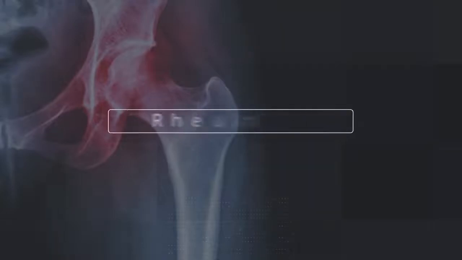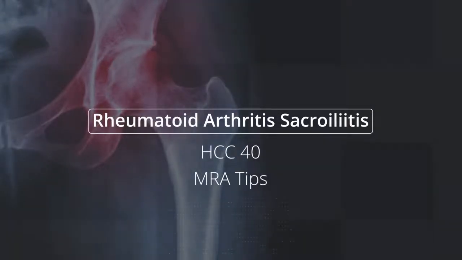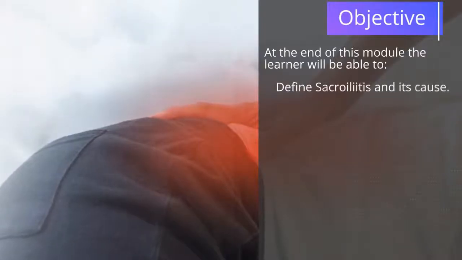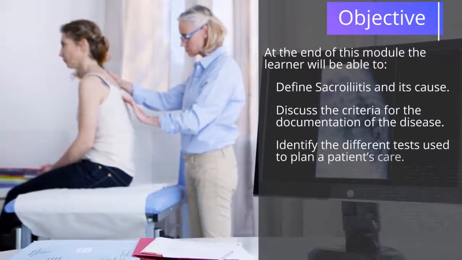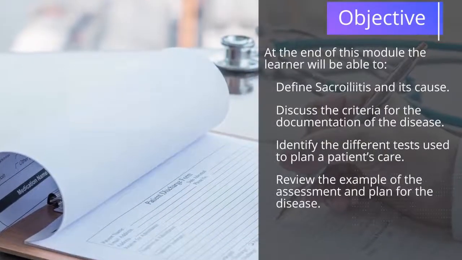We welcome you to our module Rheumatoid Arthritis, Sacroiliitis, HCC 40 from MRA Tips. This module has been developed specifically for MRA reviewers as a refresher on diagnosis criteria, documentation, and coding of rheumatoid arthritis, sacroiliitis. At the end of this module, the learner will be able to define sacroiliitis and its cause, discuss the criteria for the documentation of the disease, identify the different tests used to plan a patient's care, review the example of the assessment and plan for the disease.